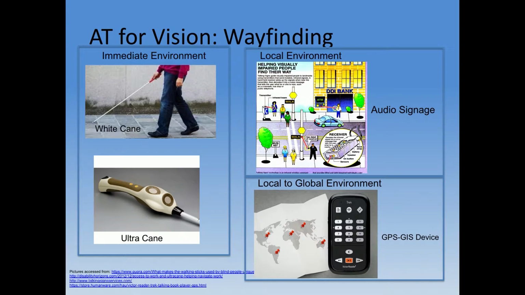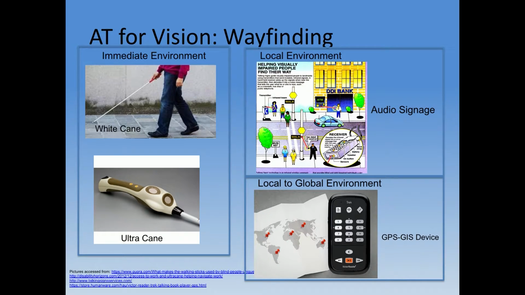So thinking of immediate environment, you have anything from our basic white cane that uses our sense of touch, our hearing as we tap, and use other sensory modalities to help us. But since the white cane has some potential limitations, right?